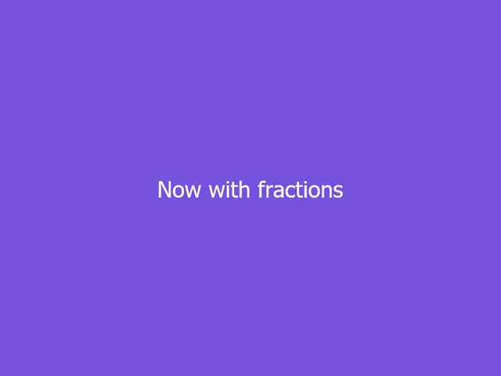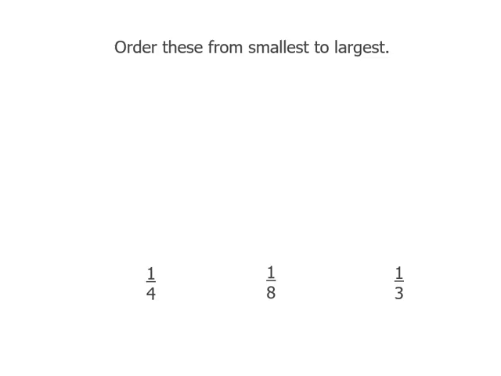Now let's actually use some fractions. Can we put these in order from smallest to largest? Now remember, we want the smallest value, not the smallest denominator. So that means we want the largest denominator. We've got a 4, an 8, and a 3. So the largest denominator is 8, so 1/8 is the smallest unit fraction from this group.